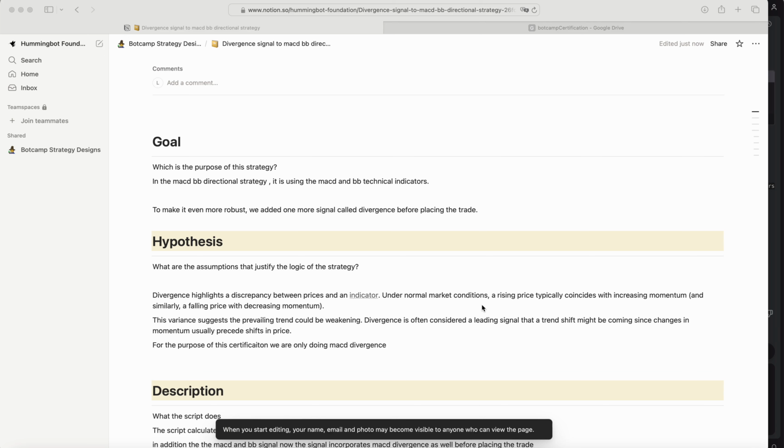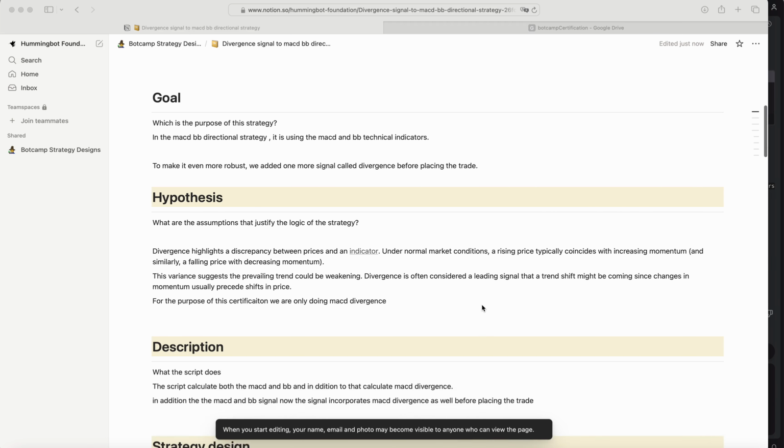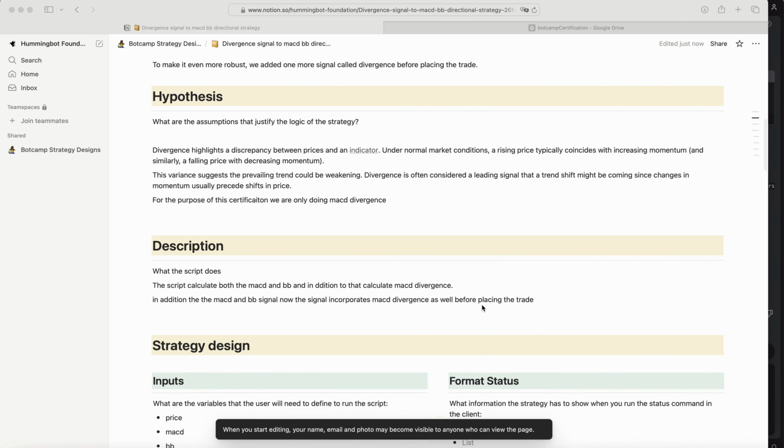For the purpose of this certification, we are only calculating the MACD divergence, although we could calculate other divergences as well, like RSI. So the script, of course, calculates both the MACD and BB, or rather they are already there in the candles TA object. But now it will calculate the divergence by looking at the MACD signal and the price.